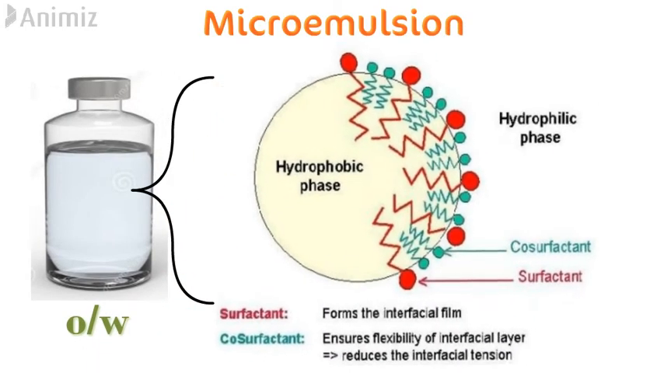Considering it to be an oil in water emulsion, we have a hydrophilic phase which is water, a hydrophobic phase which is the oil, and we have surfactant and co-surfactant at the interfacial space between the two phases. The hydrophilic head of the surfactant and co-surfactant is aligned toward the water phase and the hydrophobic tail is aligned towards the oil phase.